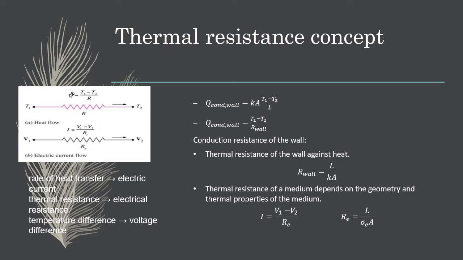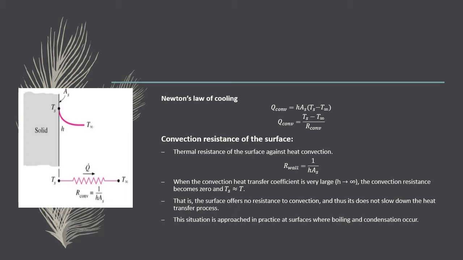The rate of heat transfer is like electric current, the thermal resistance is like electric resistance, and the temperature difference is like voltage difference. Now see Newton's law of cooling: Q convection equals h A_s (T_s minus T infinity), where A_s is the surface area and T infinity is the temperature of the surroundings.